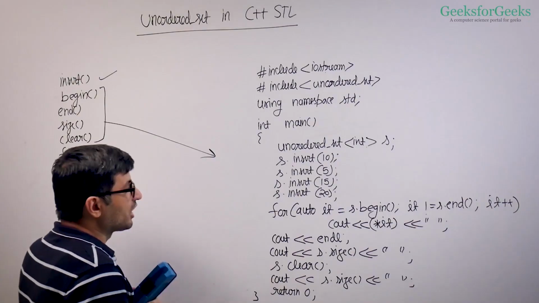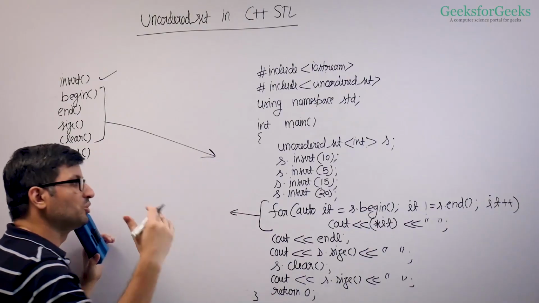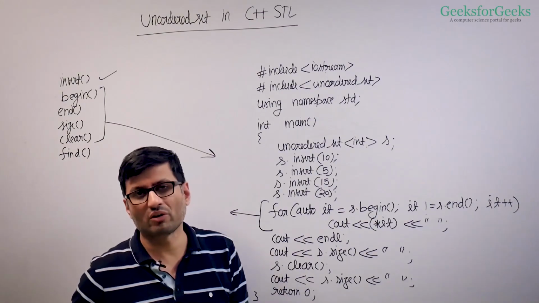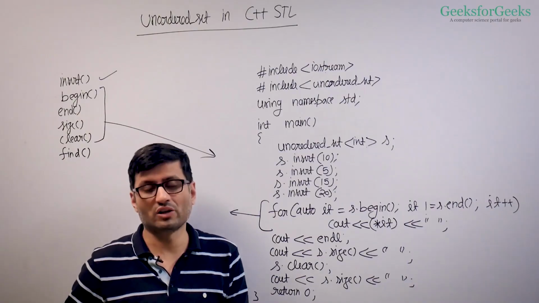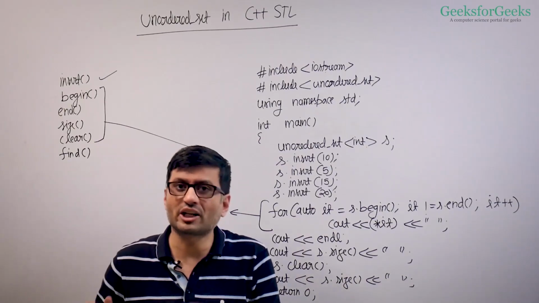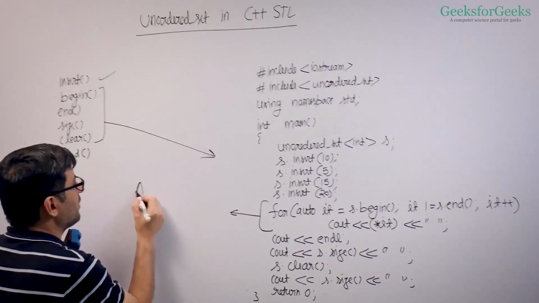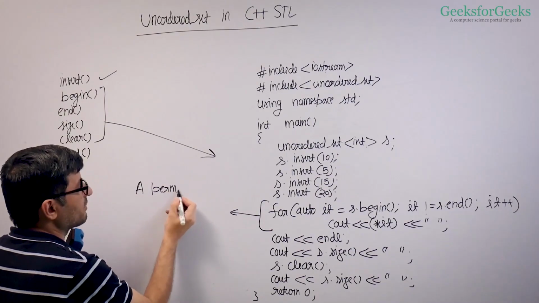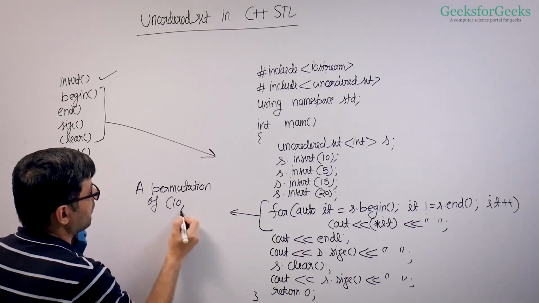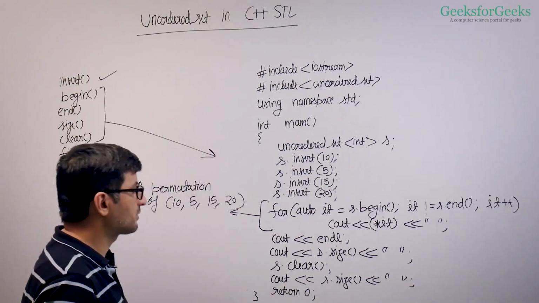What will be the output of this program? Again, we are traversing this unordered set using an iterator. We'll get items in any particular order because we do not know how unordered set is going to store items internally. It depends upon the hashing function that is being used. So the output is a permutation, or any order, of 10, 5, 15, 20. These four will be printed in any order.